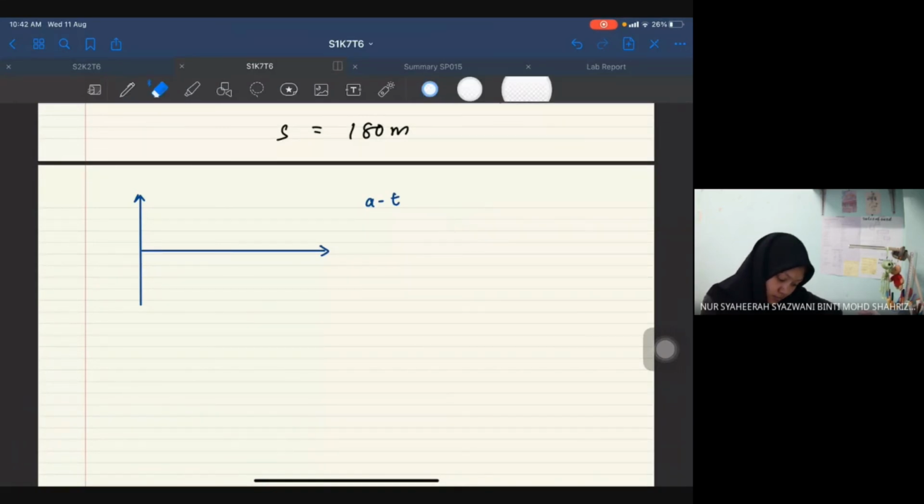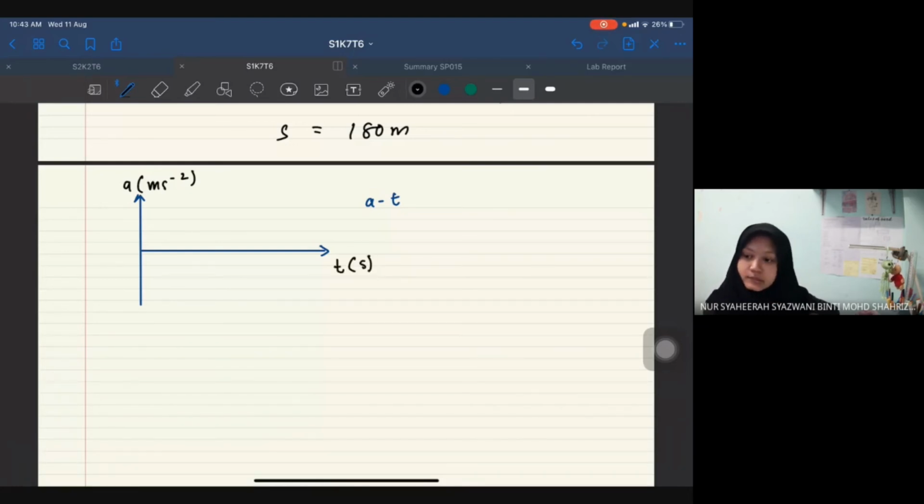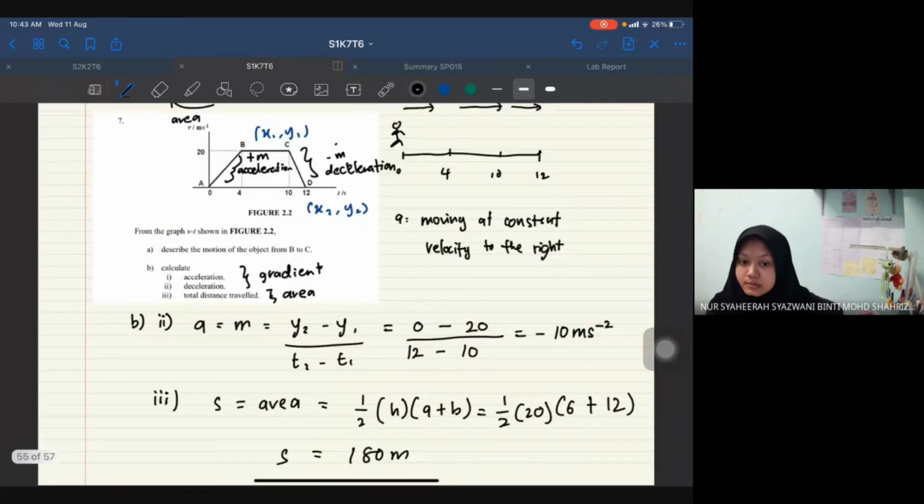So first thing first, you label. Sometimes the label alone gets you one mark. If it doesn't give any unit, you can use SI unit. Write the SI unit there. If it gives a unit, you have to follow it. And in this case, it uses SI unit. So you need to write the SI unit.